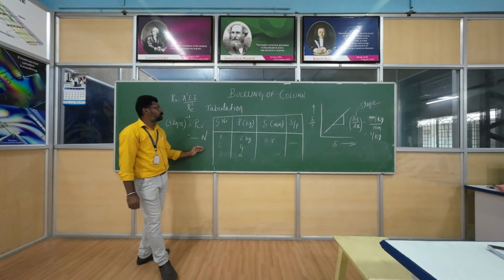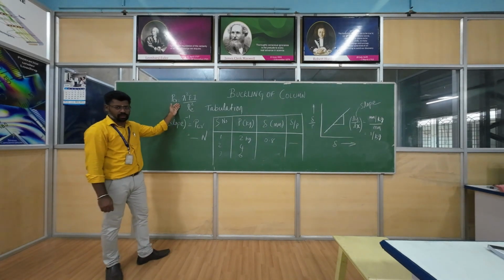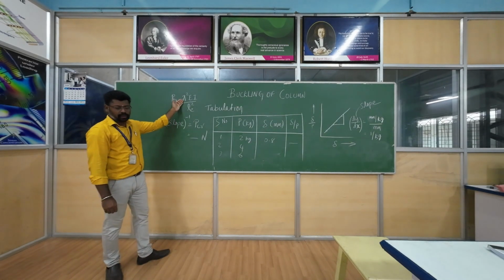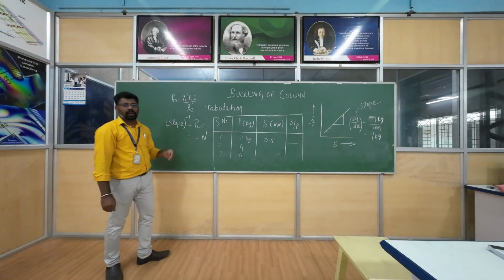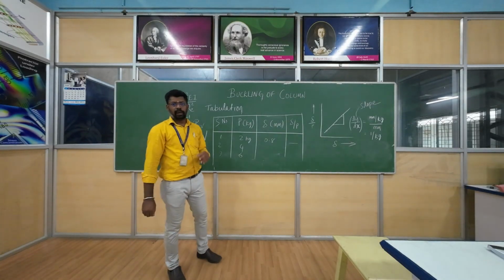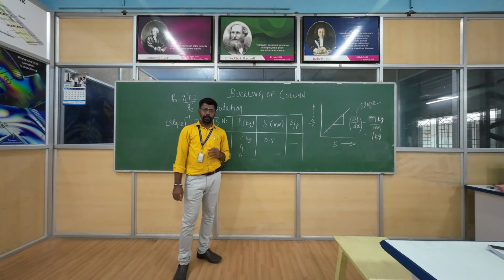Now you can compare this value with the theoretical formula. Already we have computed the theoretical buckling load, and now we can compare. In this way, it is possible for us to compute the critical buckling load of a column using both the experimental method and the theoretical method.